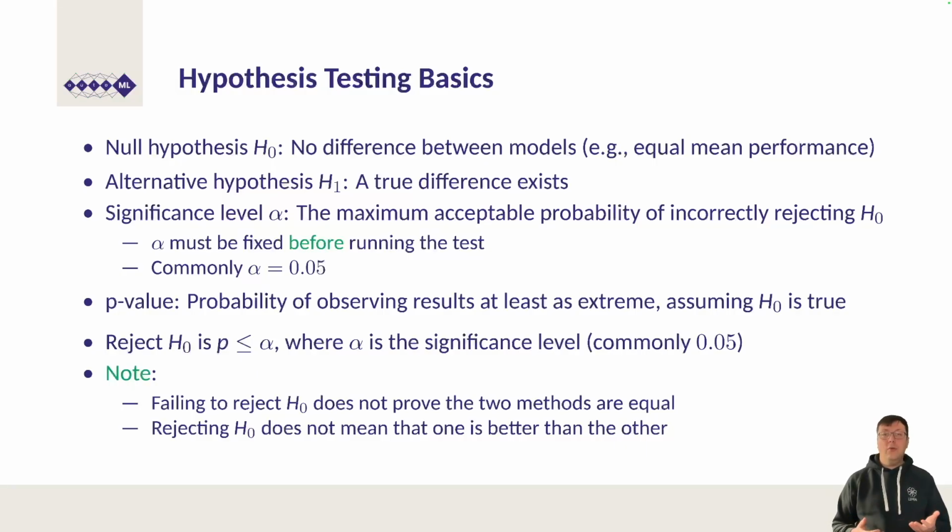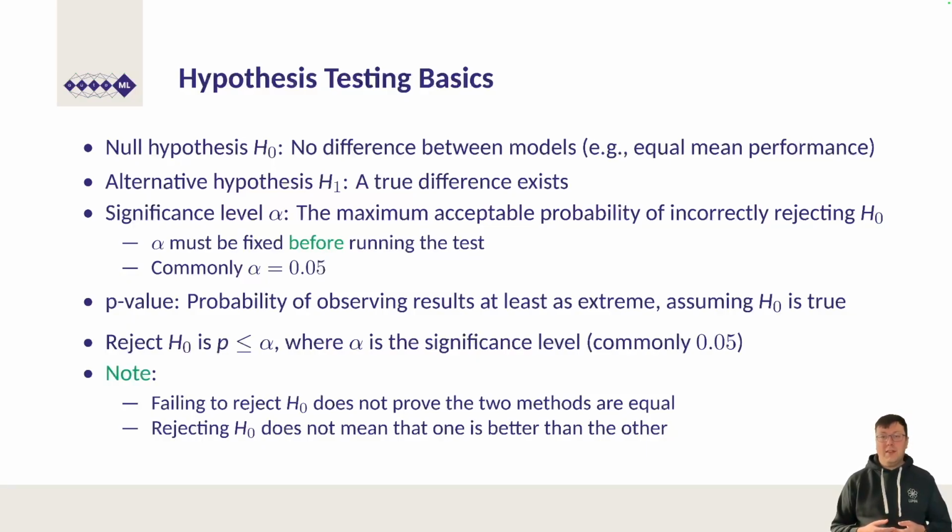Let us now introduce the formal framework. We formulate two competing hypotheses. The null hypothesis, H0, states that the expected difference is zero. There is no true difference between the two configurations. The alternative hypothesis, H1, states that the expected difference is non-zero. That means a true difference exists. Before running any test, we fix a significance level alpha. This is the maximum probability of incorrectly rejecting H0 that we are willing to tolerate.